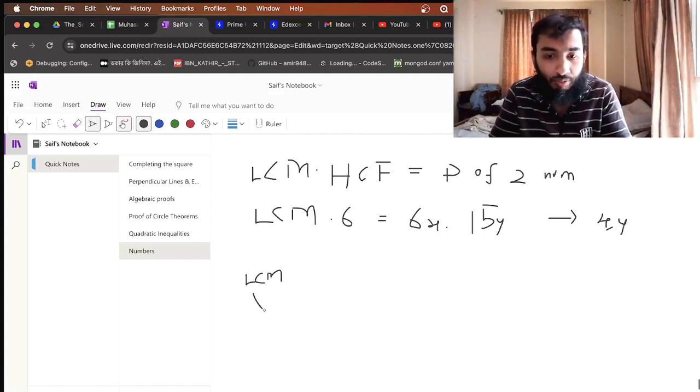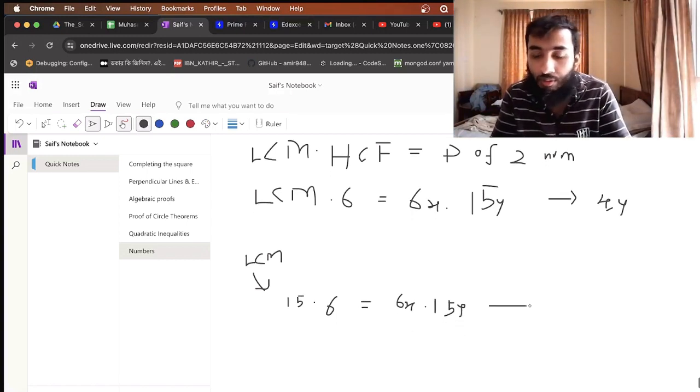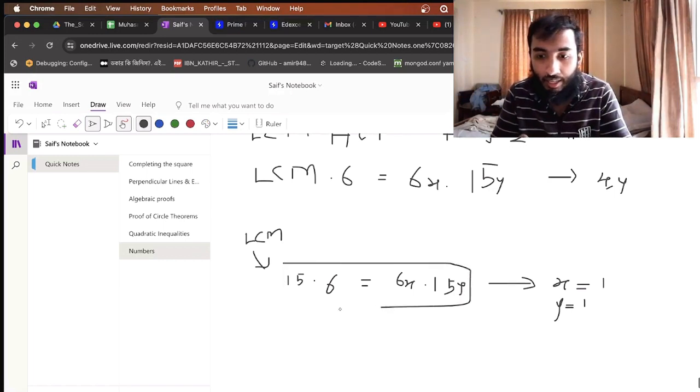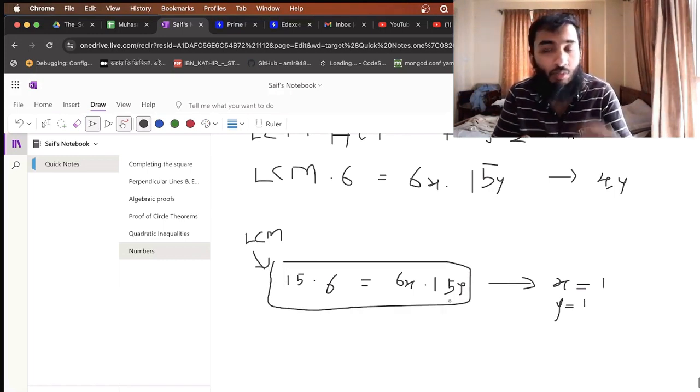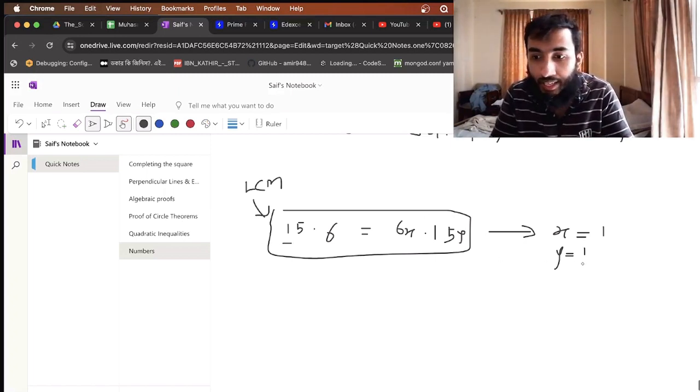So if I use two values of LCM, let's start with 15. If I use LCM as 15, then 15 multiplied by 6 is going to be what? 6x multiplied by 15y. So from this equation we can clearly see that x is 1 and y is 1. Then the left hand side and right hand side are equal. So for LCM 15, we get x and y as 1.